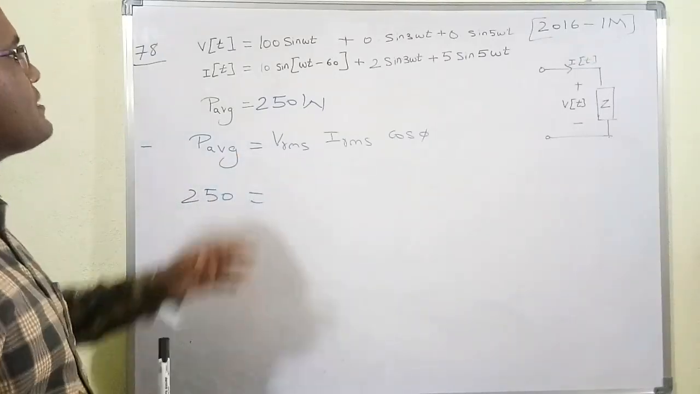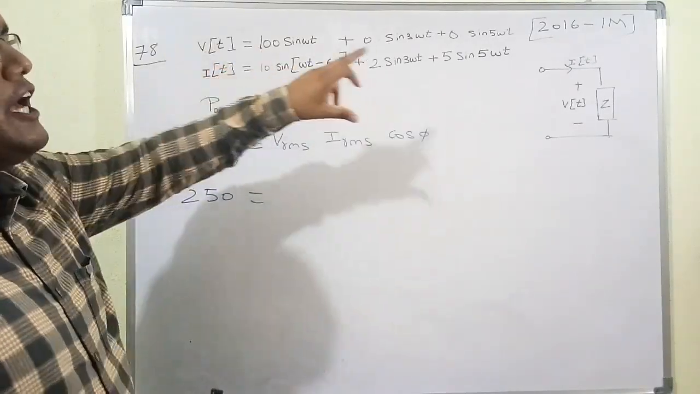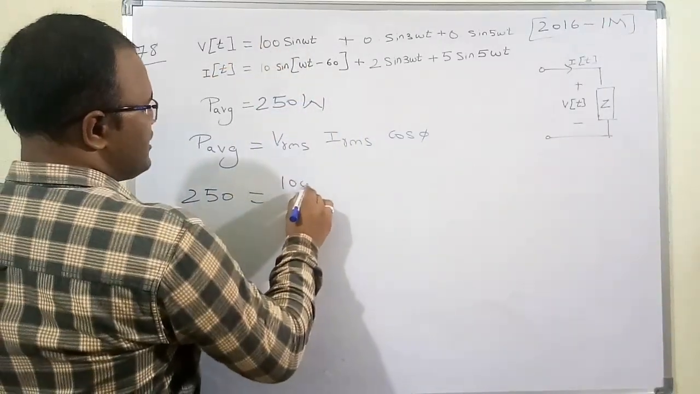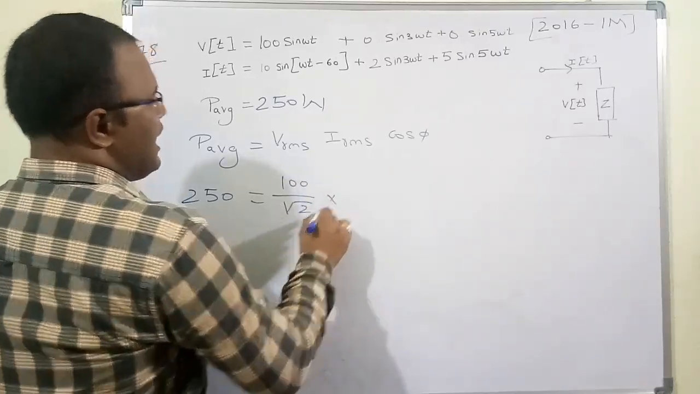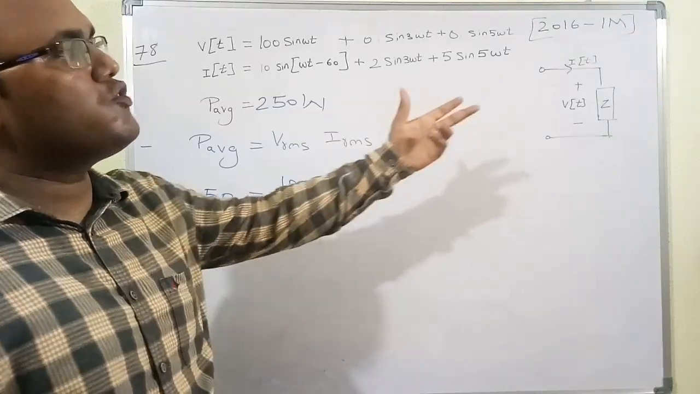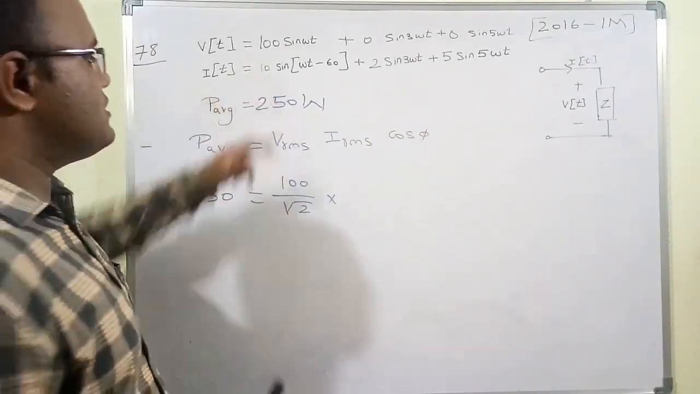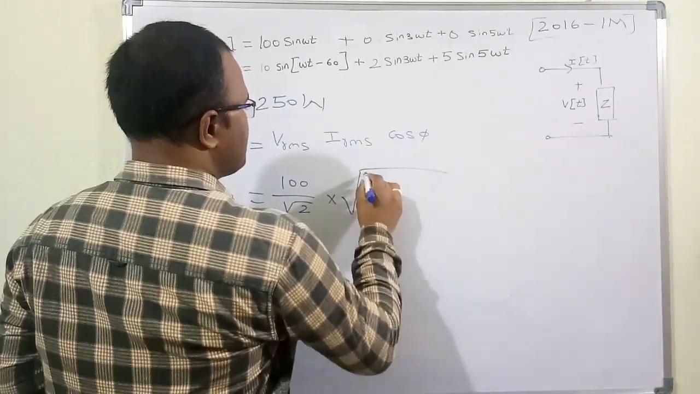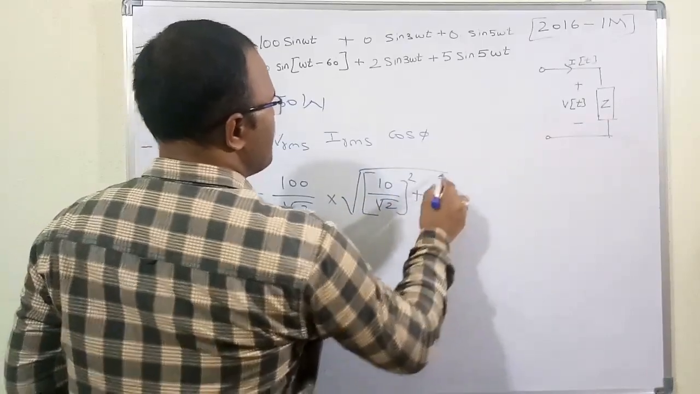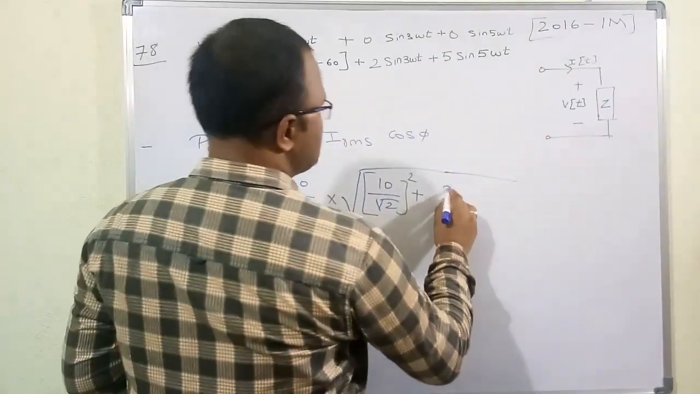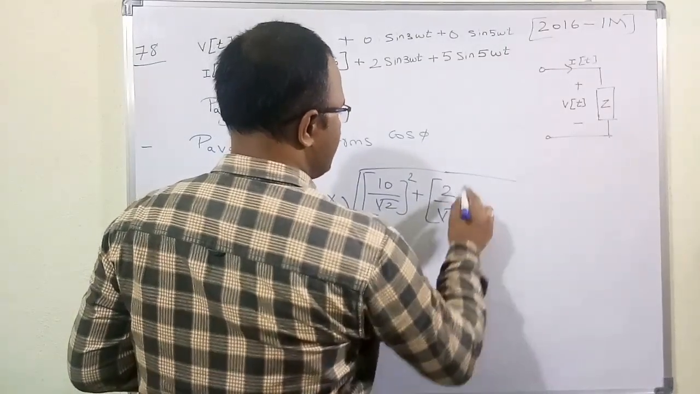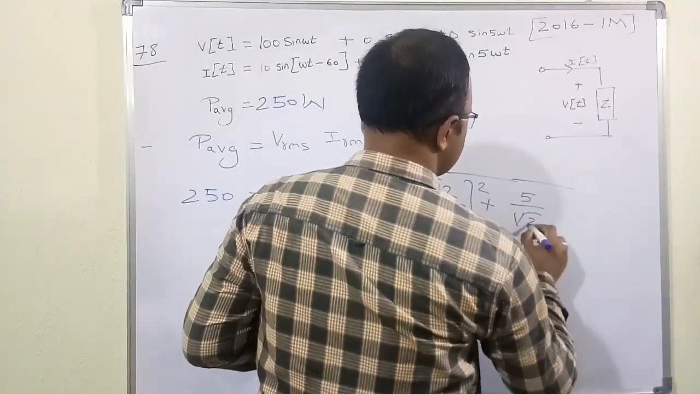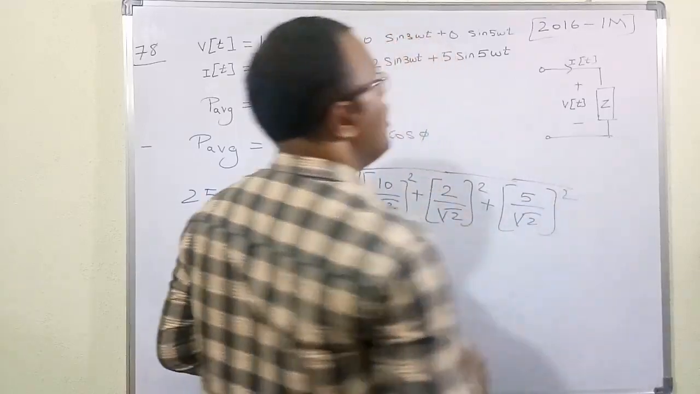And for VRMS, we need to find the RMS value of the voltage across the load, which is 100 sin omega t. So the RMS value is 100 by root 2. And we need to find the RMS value of the current drawn by the load, which is root over (10 by root 2) whole square plus (2 by root 2) whole square plus (5 by root 2) whole square. This is the net RMS of the current in the load.